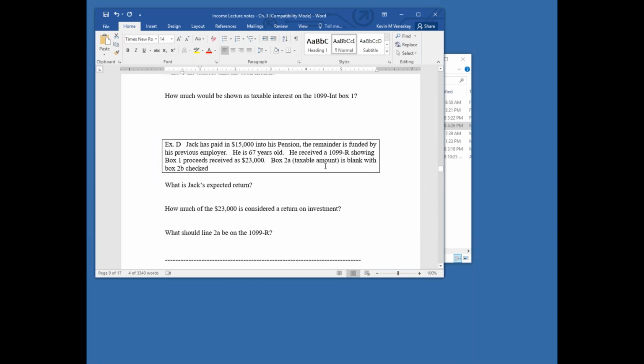Okay, this would be a retirement, a pension. Jack's paid in $15,000 to his pension. So that's not a whole lot, because it's $15,000 in the total time in his whole career. He's receiving $23,000 just this year. So this $15,000 was a little bit every year for several years. He's 67 years old and he received a 1099 showing that he received $23,000. It would also have been on the 1099 somewhere, I can't remember what box, that says the amount originally invested by the taxpayer, 15.